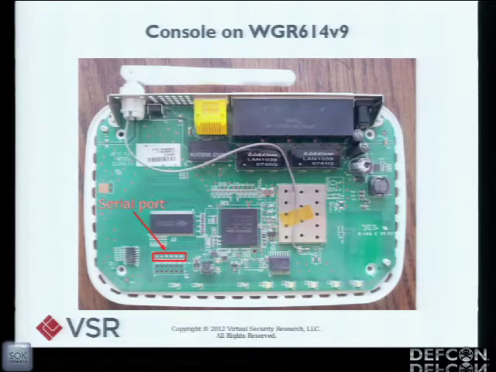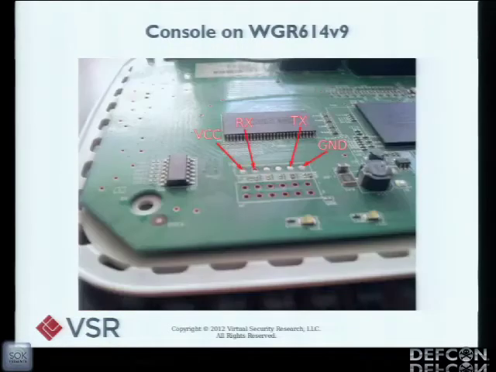So basically, connecting to the console, you're looking for 4 pins: ground, VCC, which is positive voltage, TX and RX for transmit and receive. And just for example, on the WGR614B9, these 6 pins at the bottom left constitute the serial port, but we only care about 4 of them. A closer look, we have VCC, RX, TX, and ground.